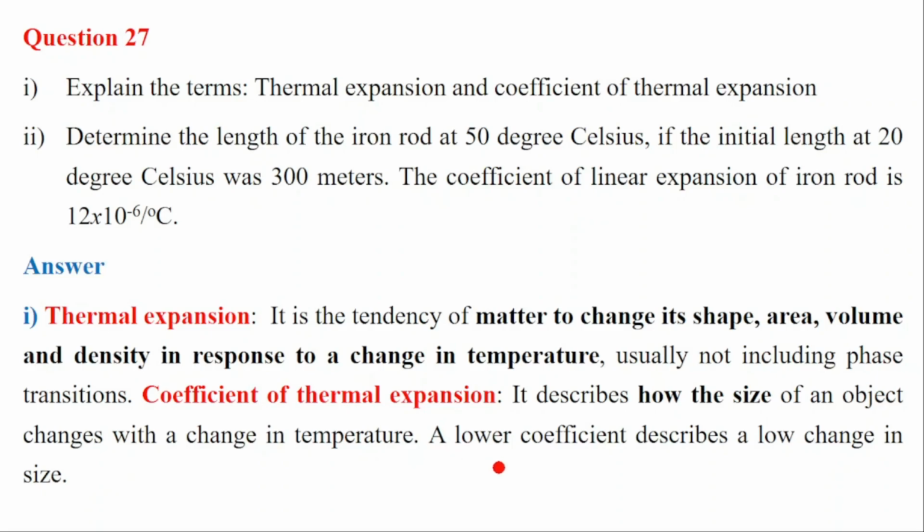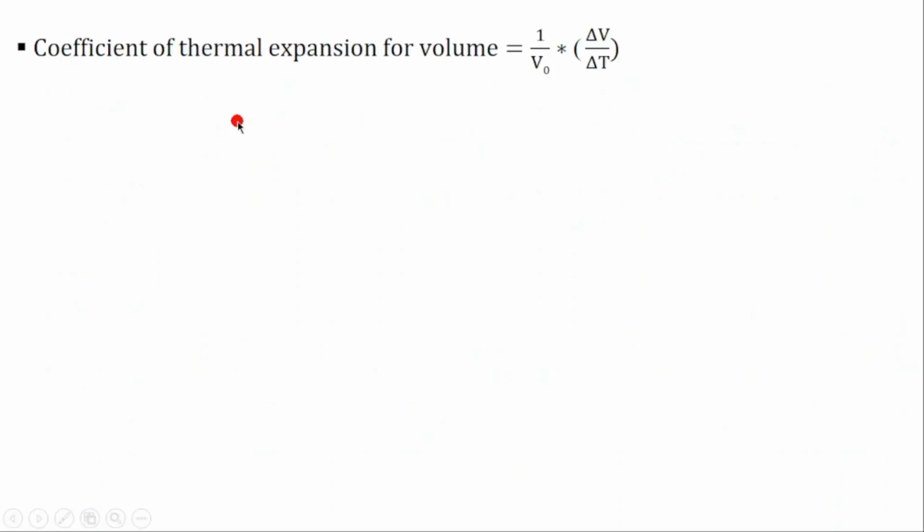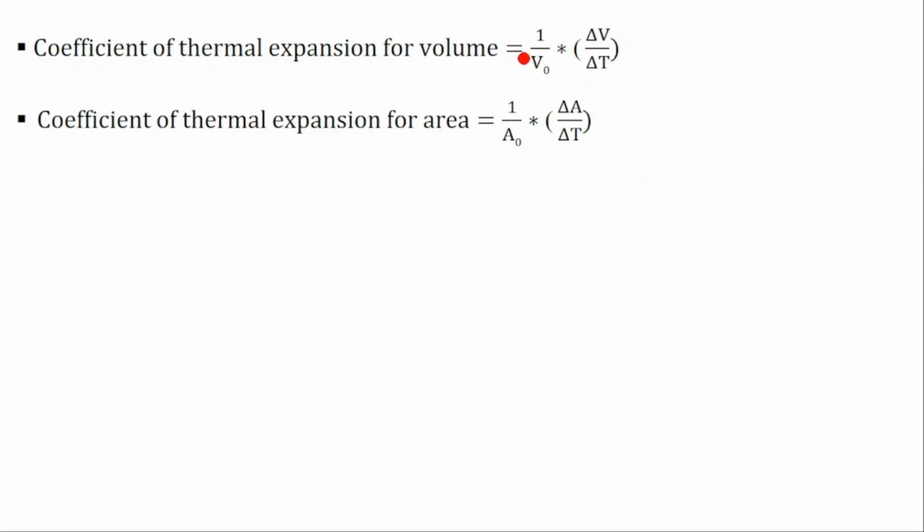Let's move to sub-question II, coefficient of thermal expansion. For sub-question II, we will use the coefficient of thermal expansion to calculate the final length. For volume, it is equal to 1 over V0 times the change in volume over the change in temperature. For area, it is 1 over the initial area times the change in area over dT. When you have the volume, this V0 is the initial volume.